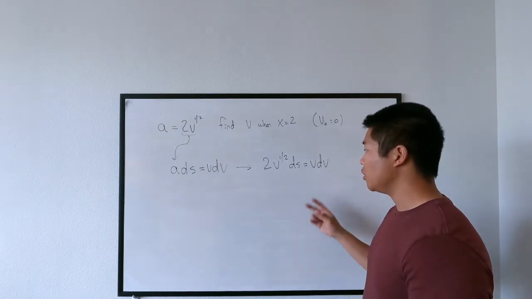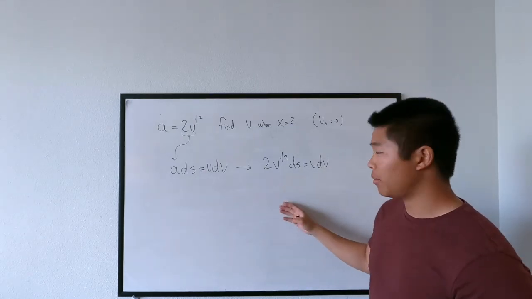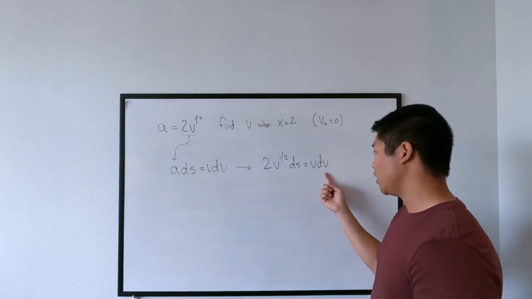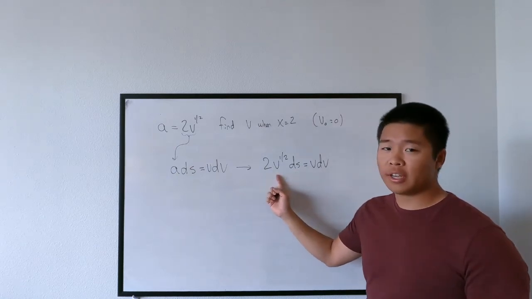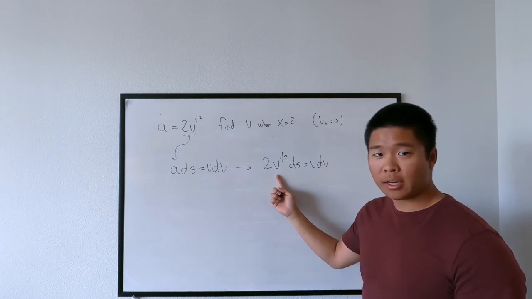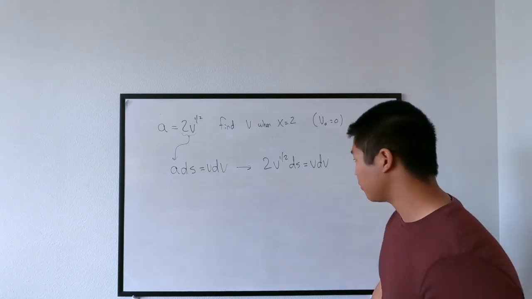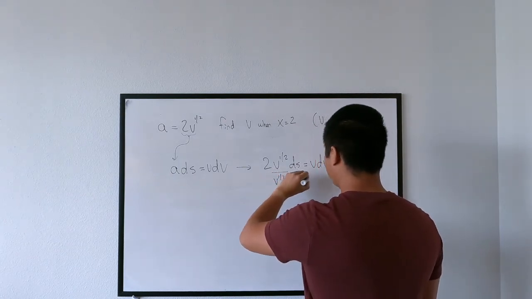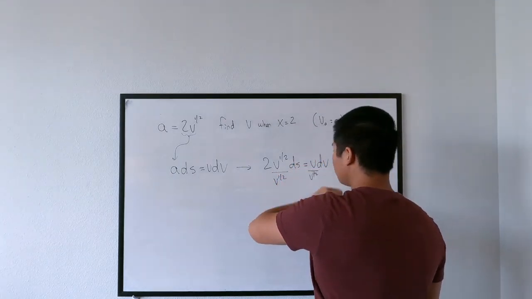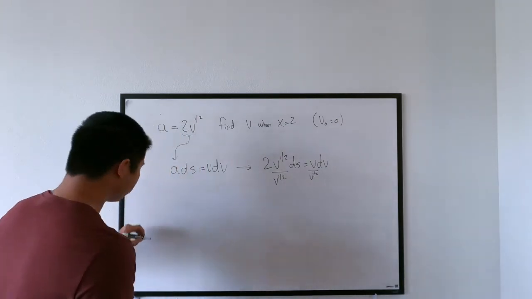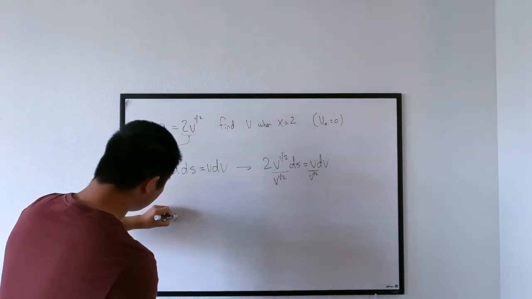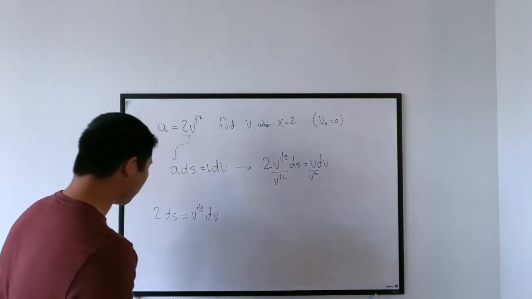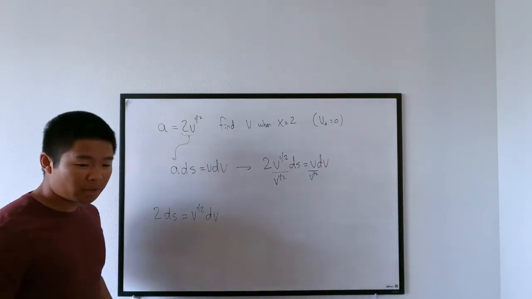You want to put one variable on one side and the other variable on the other side. In this case, we want to put s on the left and our v's on the right. So in order to get this v over to the other side, in order to solve our differential equation, I will simply divide by v to the 1/2 on both sides, and we will get the following. 2 ds equals v to the 1/2 times dv, right? So now our variables are happily separated.